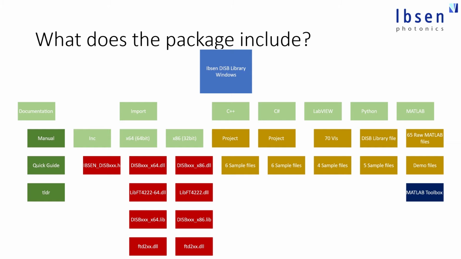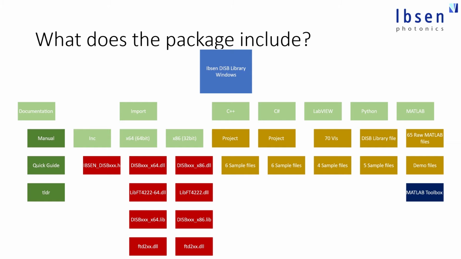Each folder contains a project file. For C++ and C#, you have 6 different sample codes. This sample code includes examples that show you how to read or set new values to the different DISB registers, how to read or write new calibration values to the registers, and how to acquire spectral data and how to display it. For the LabVIEW programs, it's a bit more simple than that.